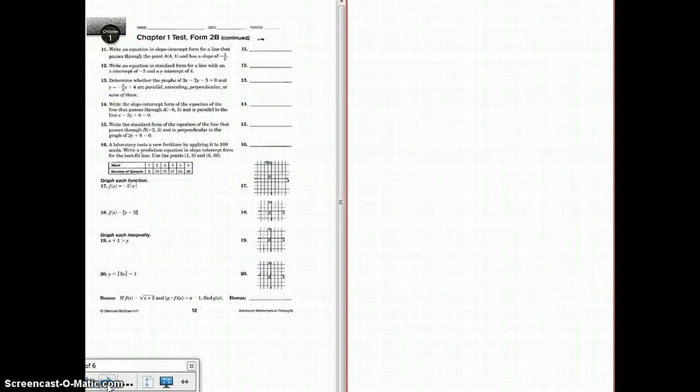Number 11 says write an equation in slope-intercept form for the line that passes through the point 4, 1 and has a slope of -1/2. So I want it to look like y equals mx plus b when I'm done. That's my slope-intercept form. I have point A of 4, 1, and the slope is -1/2.